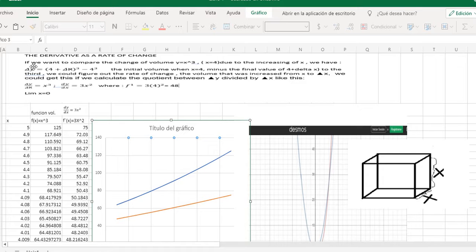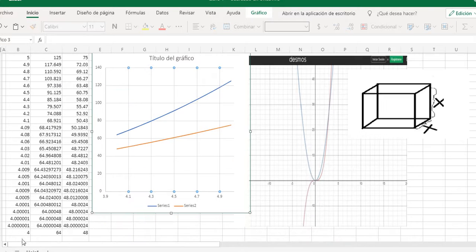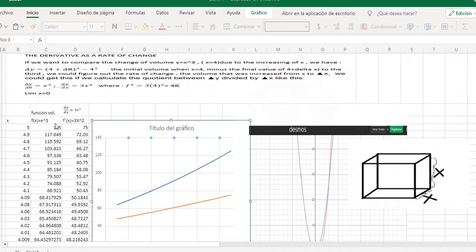for instance, if we want to compare the change of the volume of this function that we have here in this formula, when x is equal 4, we have, for this value 4, 64 as the value of the function.